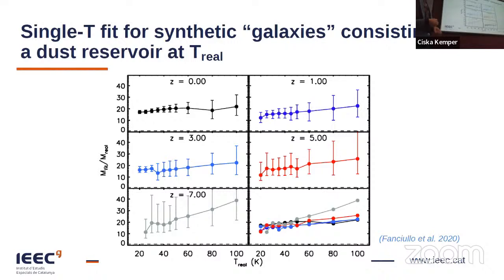And what you can see is that the pattern is more or less the same no matter what redshift you're looking at. You're basically overestimating the dust mass by a factor of 10 to 20 by doing this. Yeah? So this is really quite significant.